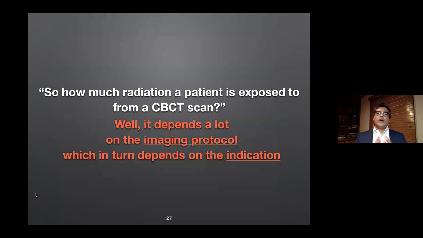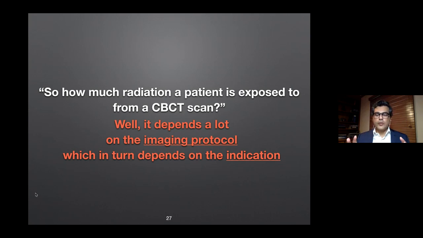So when we talk about cone beam CT, one of the most commonly asked questions is, how much radiation is a patient being exposed to compared to, let's say, a periapical image or a bitewing image or a full mouth series or a panoramic image? This depends a lot on the imaging protocol, which in turn depends on the indication. Now, I've introduced a new term here called imaging protocol, and I'll show you in the next slide what an imaging protocol is. But essentially, the amount of radiation exposure depends on the indication, and then you have to tailor or custom design your imaging protocol according to that indication.